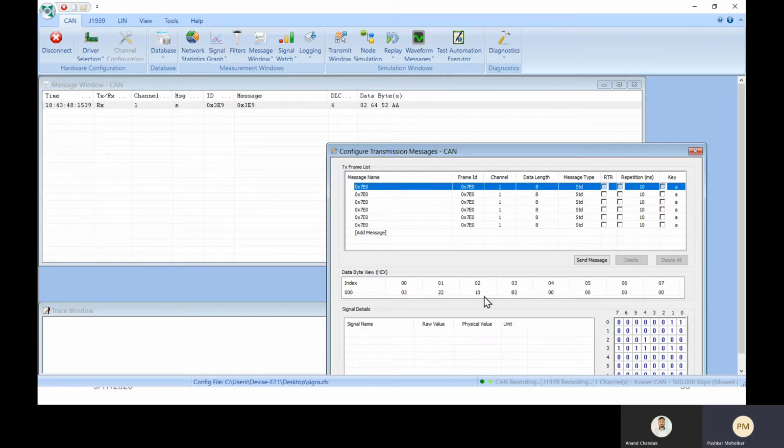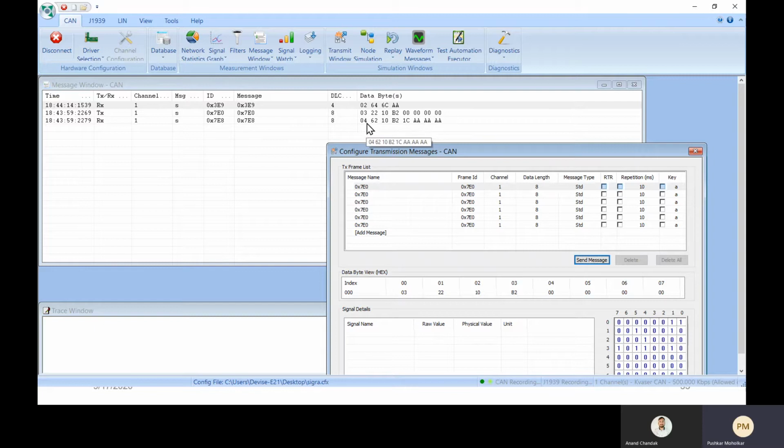0x10B2 is the data identifier for the ambient temperature. So let's send this message using this send message button. As you can see, as soon as we request the information, the response is given by the ECU at the CAN ID 0x7E8. The 0th byte contains the number of data bytes that are sent by the ECU after this 0th byte, and the 0x62 represents that this is a positive response.